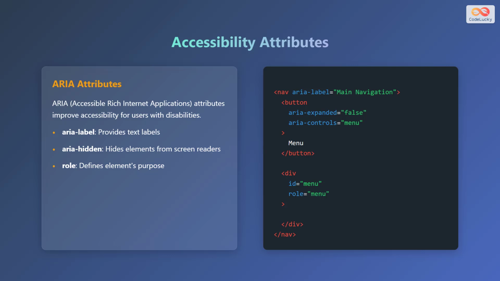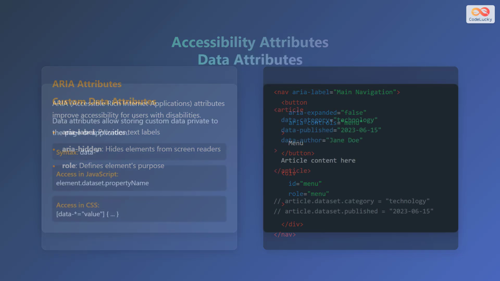A navigation menu with ARIA. The nav tag with aria-label attribute whose value is main navigation. The button tag with aria-expanded attribute whose value is false, and aria-controls attribute whose value is menu. Div tag with id attribute whose value is menu and role attribute whose value is menu.